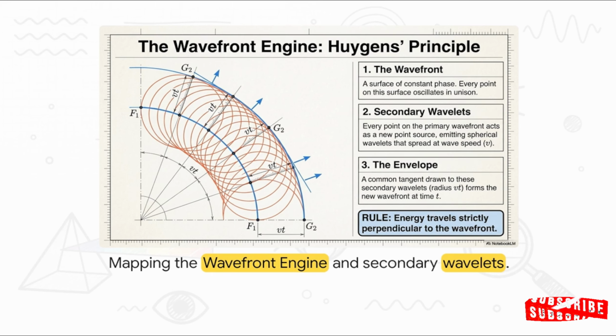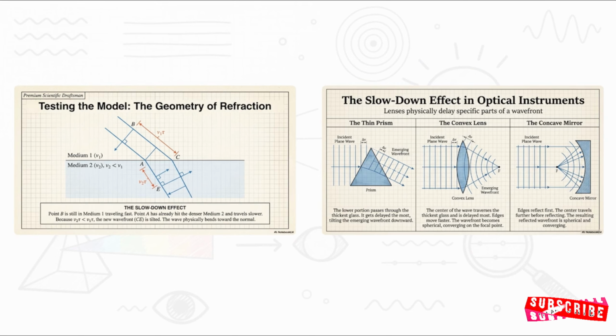Just imagine thousands of microscopic pebbles being dropped right on the crest of that bathtub ripple, creating thousands of tiny new ripples. The outer edge, where all those tiny new ripples overlap and connect, that's called the envelope, becomes the new main wave pushing forward. That right there is the literal engine of light. Comparing these side by side is super helpful. You can clearly see how the physical delay of a wave front entering a denser medium causes the bending effect. This is exactly how prisms and lenses manipulate light.